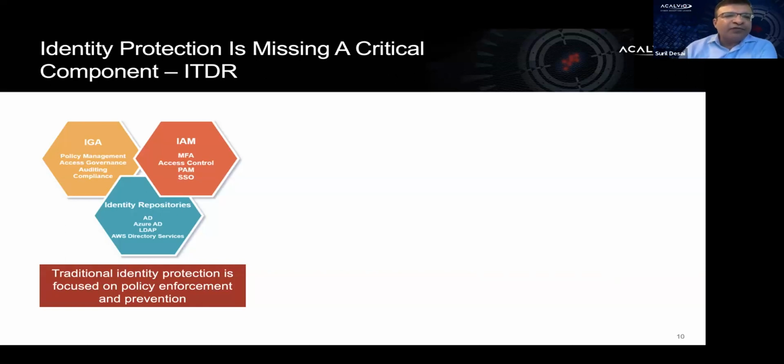Let's look at the state of traditional identity protection. Traditional identity protection comprises multiple parts of an identity security infrastructure. Enterprises have identity and access management solutions. Some of them provide privileged access management. There is MFA deployed, SSO deployed. There is also identity governance and administration, IGA. And then of course there are the identity repositories. There is AD and Azure AD.